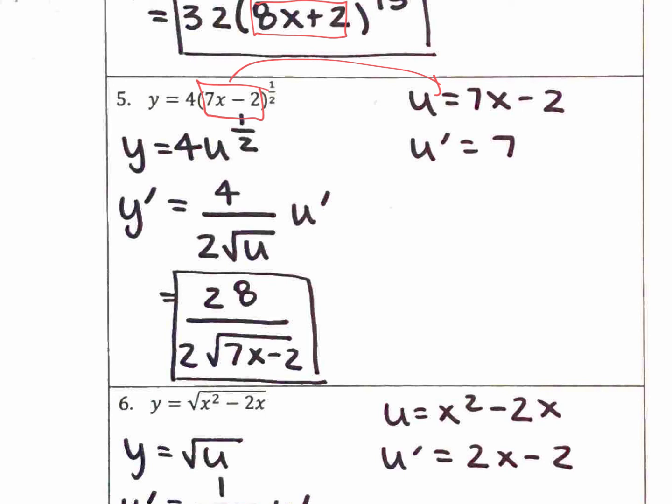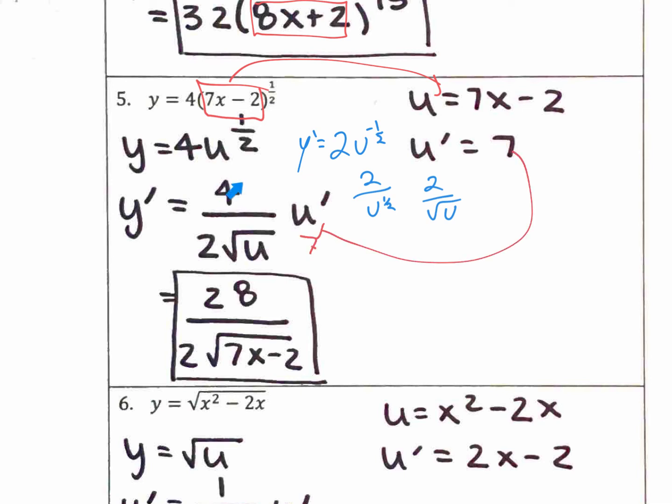So if I were to find the derivative, y prime, that's going to be 2u to the negative 1/2, which is going to be 2 over u to the 1/2, which is going to be 2 over square root of u. You can leave it as u to the 1/2, that's totally fine. Now, when we simplify, we can multiply by u prime, because that was 7.